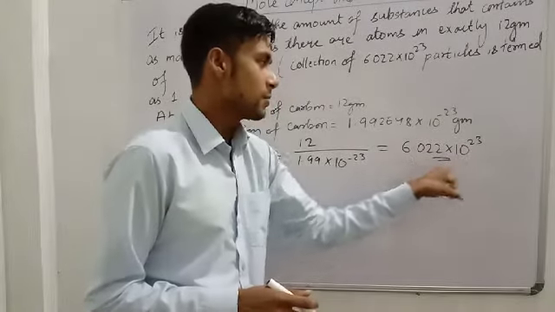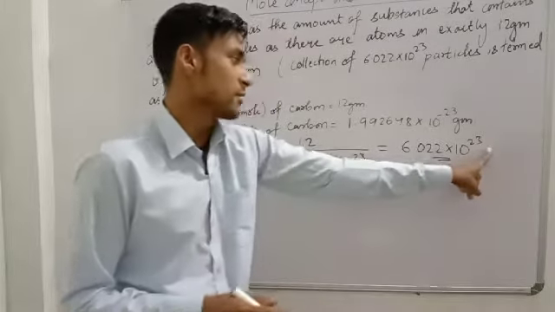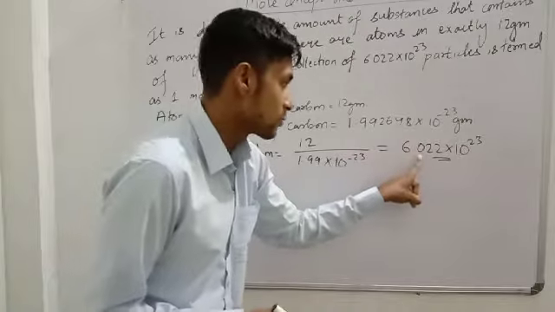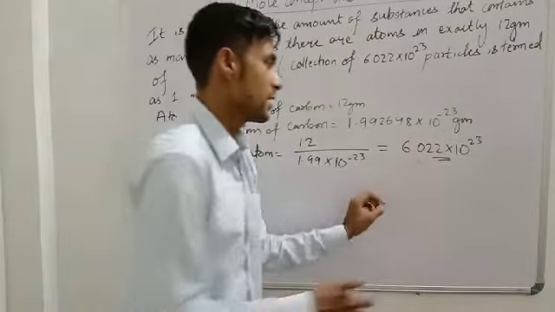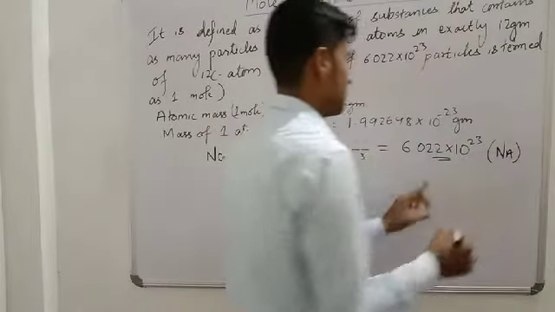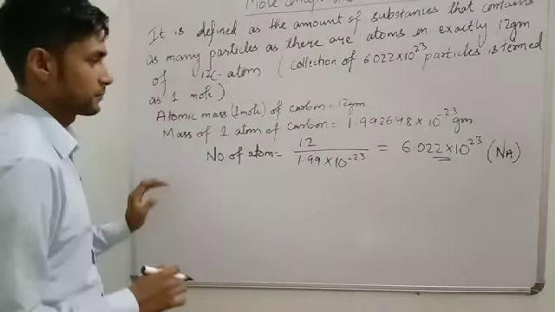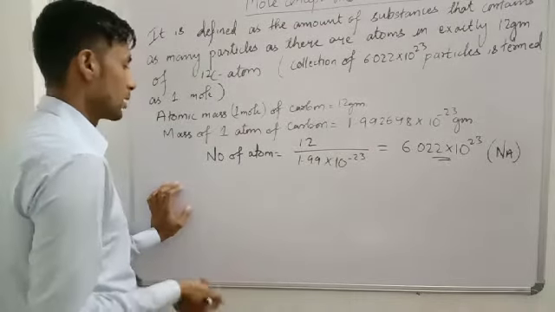This number is very huge. 6 is multiplied by 10 to the power 23. Just imagine, this number is very huge, and this number is known as Avogadro's number or Avogadro's constant and denoted by Na, and this is constant for all the elements or all the molecules.